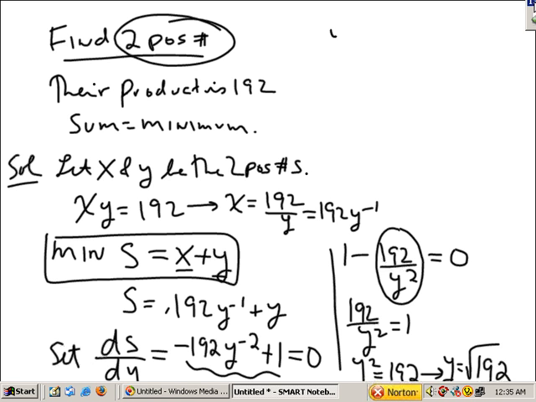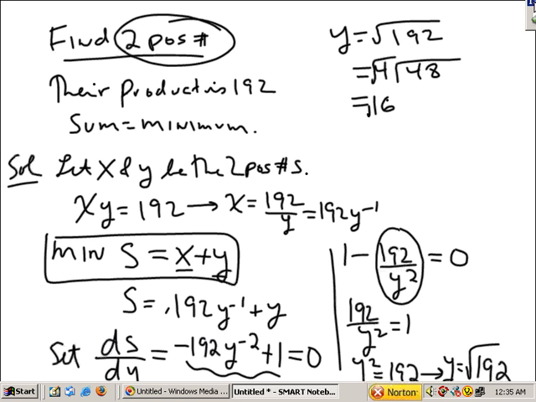And I thought I'd have room, but I really didn't. 192. Well, I know 4 goes into that number. I guess 48 times. In fact, 16 goes into 192. It goes in 12 times.